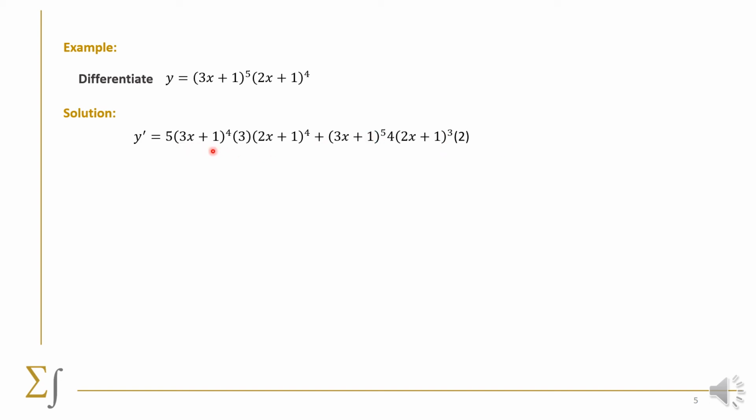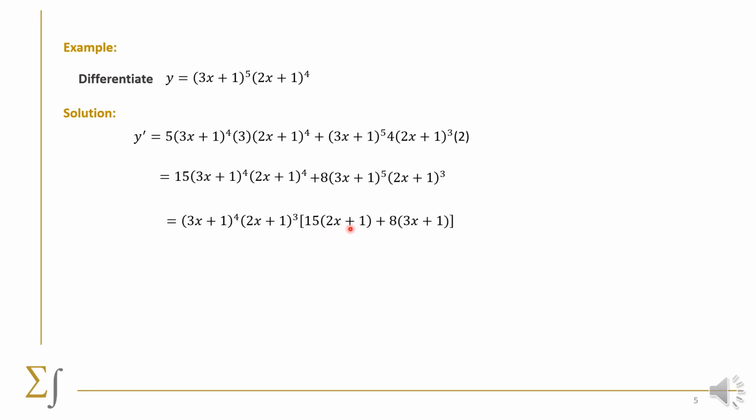Now we will write for the first term 15 into the bracket power 4 multiplied by 2x plus 1 all power 4. So we have 15 into 3x plus 1 power 4 into 2x plus 1 power 4 plus 8 into 3x plus 1 power 5 multiplied by 2x plus 1 all power 3. Now we will take this bracket 2x plus 1 all power 3 as a common factor, as well as 3x plus 1 power 4. So for the first term, we'll be left with 15 multiplied by 2x plus 1. For the second term, we will be left with 8 multiplied by 3x plus 1.